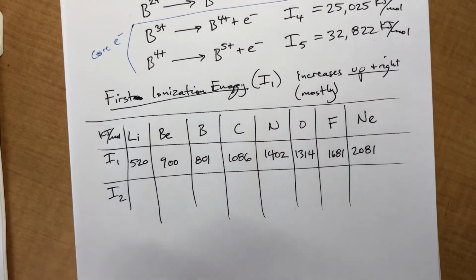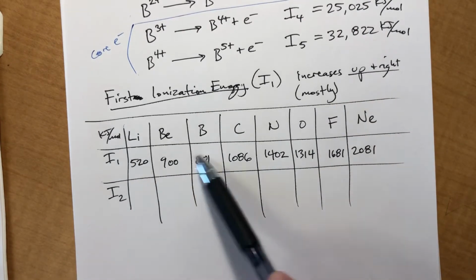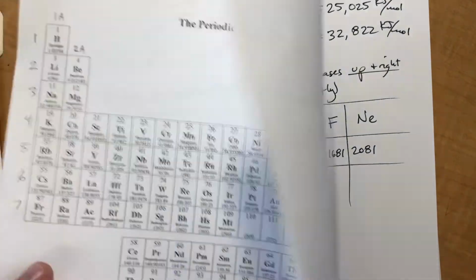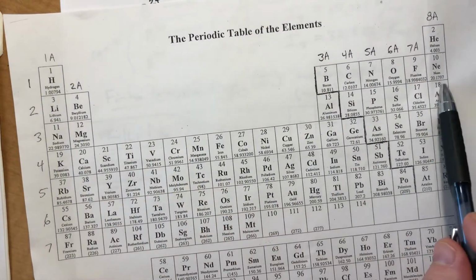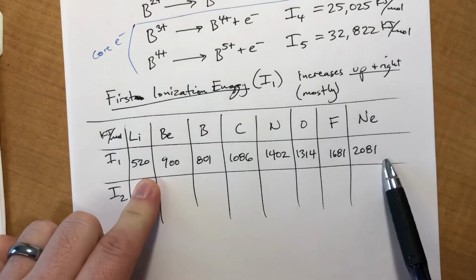Okay, let's worry about this trend first. So we said that these things increase as you go up and right. This is left to right on the periodic table. Okay, element 3, 4, 5, 6, 7, 8, 9, 10. And for the most part, they do go up.